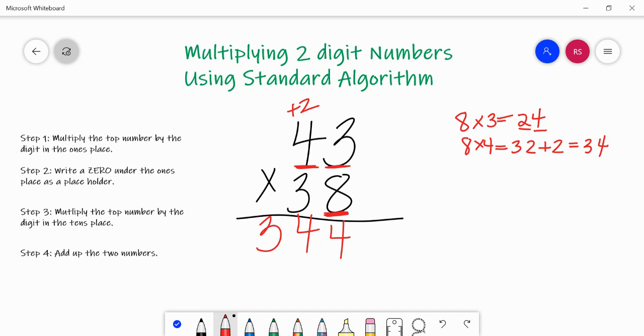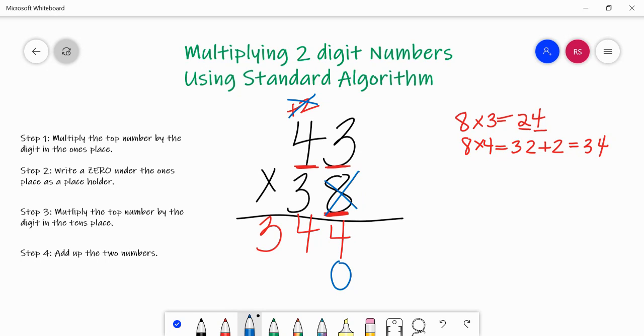Now, I am finished multiplying this digit 8 in the ones place. I'm going to go ahead and cross it off. And I'm also now going to need to make sure I either erase or I cross off this 2 that I carried, because we don't want to accidentally use that 2 when we're multiplying the tens place, okay? Go ahead and cross off those digits and make sure you put your 0 placeholder underneath the ones place before you move on to the tens.